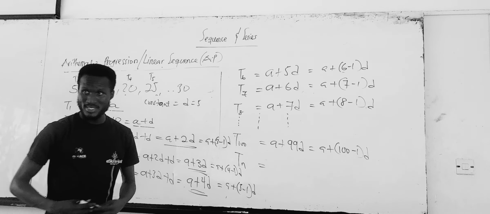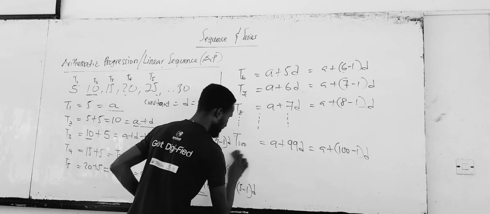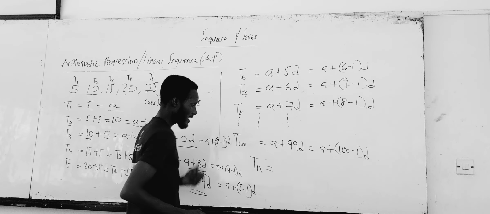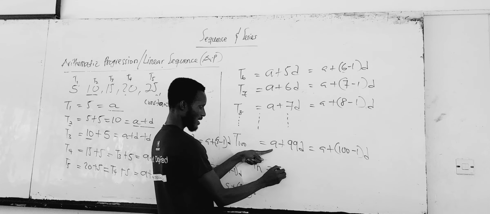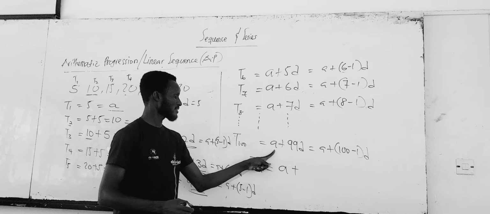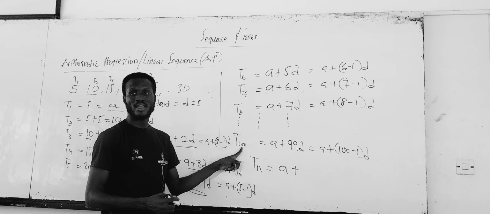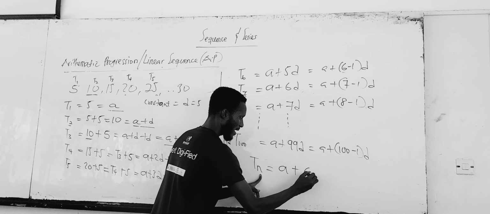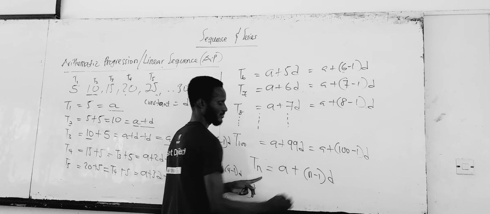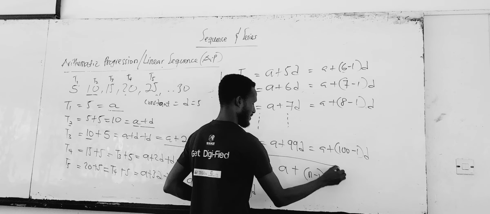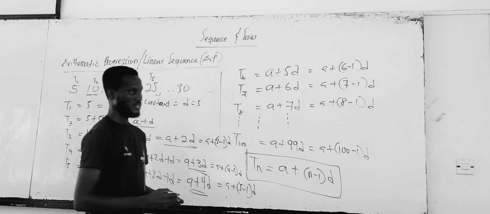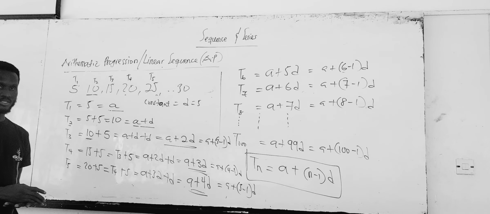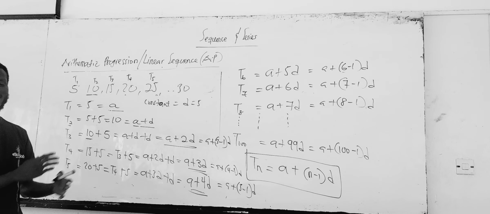Then what will be Tn? Then the Tn will give us the same a plus. Now since we subtract, we reduce the particular position by 1, it means that I need to also reduce this one by 1. D. So this one becomes the end term of the sequence. So this one is by deduction.